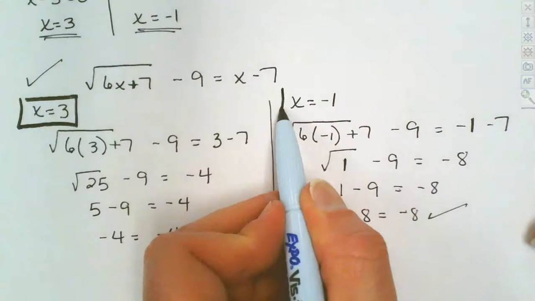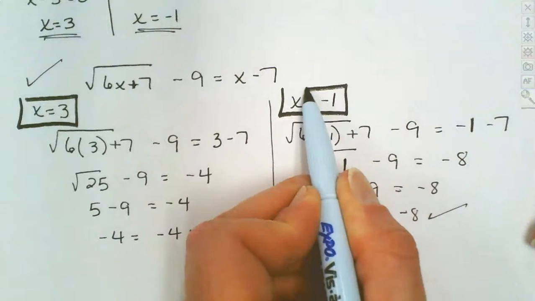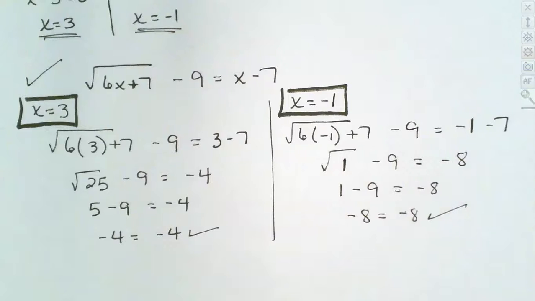So in this case, what do we know? In this case, we know that we have two solutions. We've got 3 and we've got negative 1. We checked them and both of them worked.